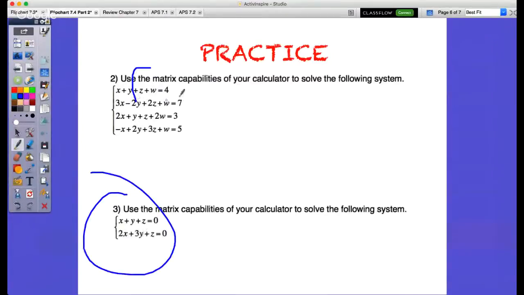By the way, this one up here would be 4 rows. The order just means the rows by columns. So there are 1, 2, 3, 4 rows. And the columns that you would have would be x's, y's, z's, w's, that's 4, plus the values on the right side, so that's 5. So this is a 4 by 5. And then you could just plug it in your calculator.